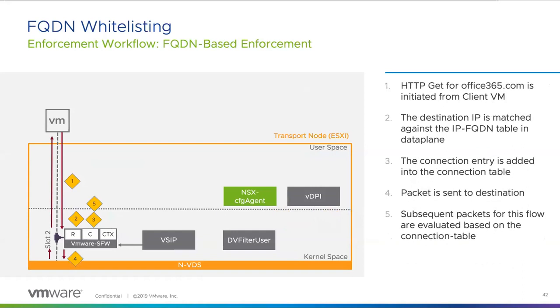In the enforcement workflow, we do an HTTP GET for Office 365, initiated from the client VM. The destination IP is matched against the IP FQDN table in the data plane. The connection entry then gets added into the connection table. The packet is sent to the destination, and subsequent packets for this flow are evaluated based on the connection table. So same real architecture that we use for most everything else.